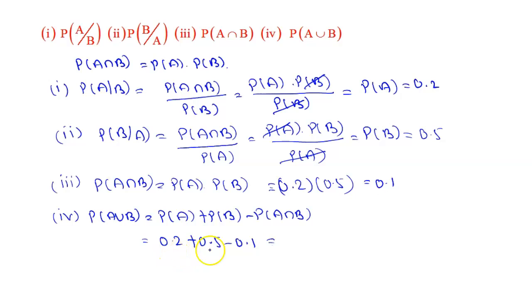That is equal to 0.2 plus 0.5 gives 0.7. 0.7 minus 0.1 is 0.6. That is the answer for this question.